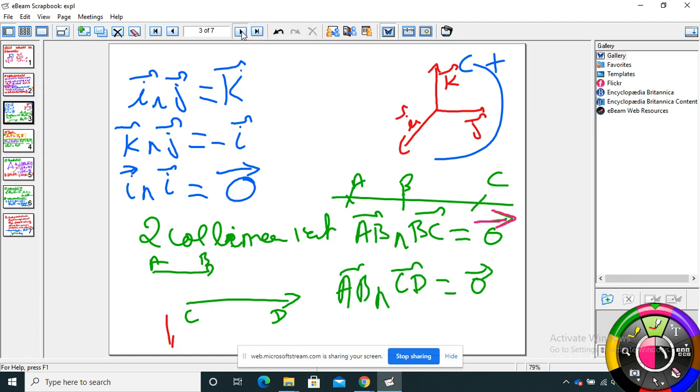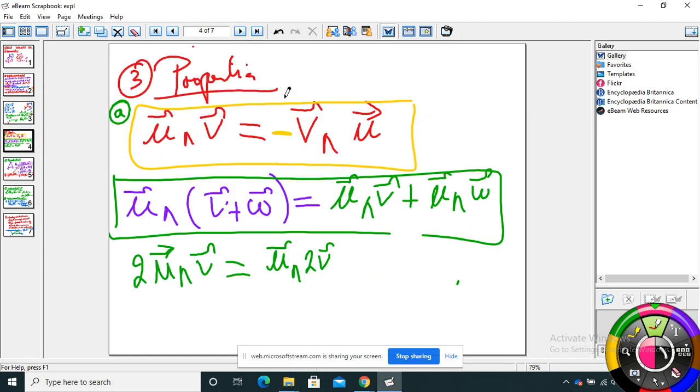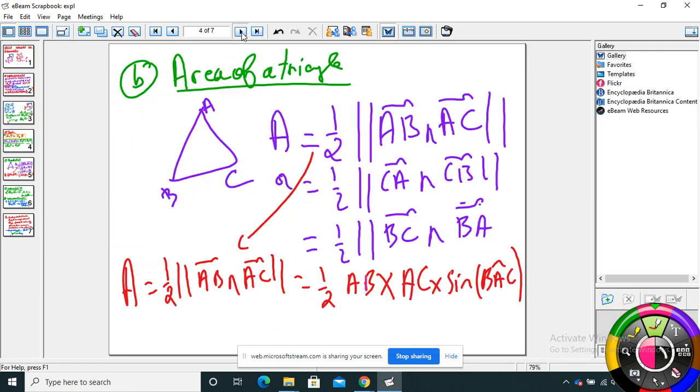Let's move now to 3 properties. We have the first one: U vector V gives me minus V vector U, it flips. I know that U vector (V plus W) is distributing: U vector V plus U vector W. But if I have 2U vector V, it's the same as U vector 2V. It's something very simple. This is very important.